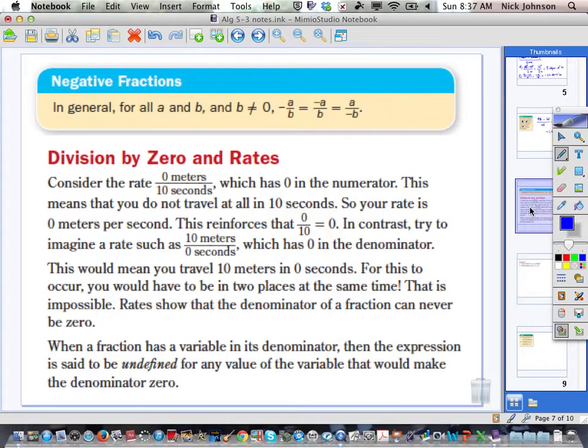Negative fractions. It says in general, for all A and B cannot equal 0, negative A over B is equal to negative A over B, which is also equal to A over a negative B. Now what happens for Mr. Johnson is he just likes to keep that negative sign up in the numerator.